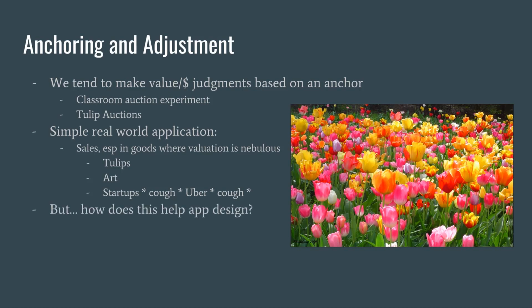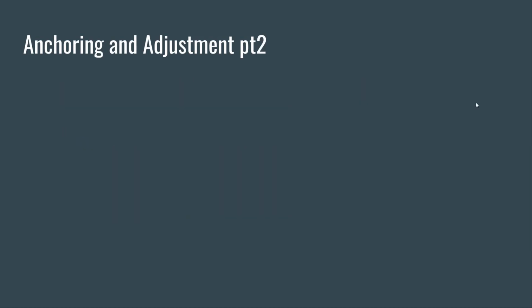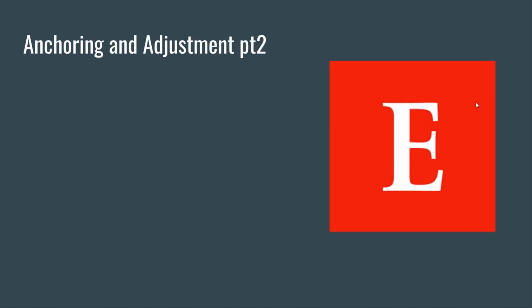But how does this help our application design? There's nothing really here that seems like it would apply to application design in general, or the CB Insights platform specifically. So let's dig a little deeper into this bias, anchoring and adjustment. We can see a good illustration of this in something that has to do with The Economist. But first, let's go back and look at the theory of anchoring and adjustment.